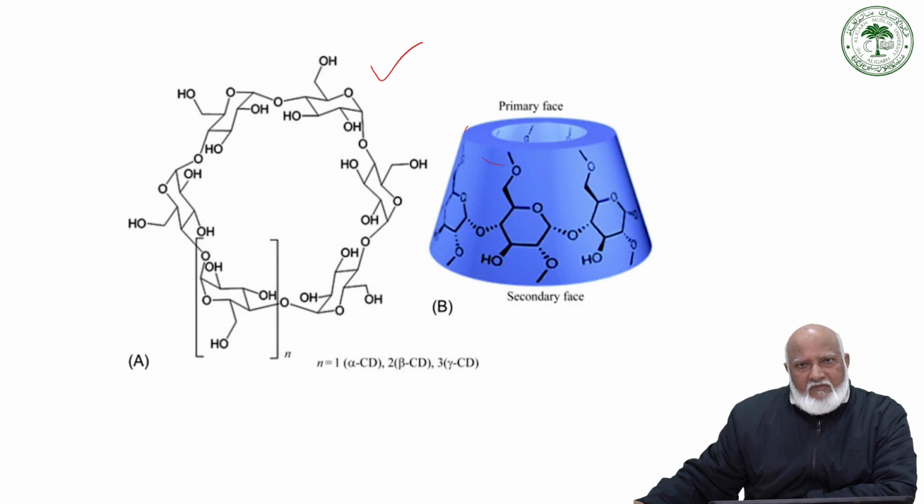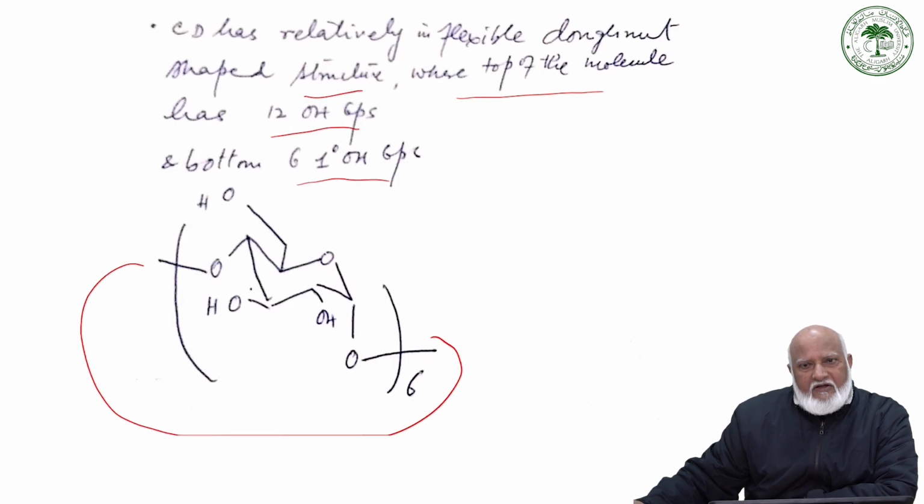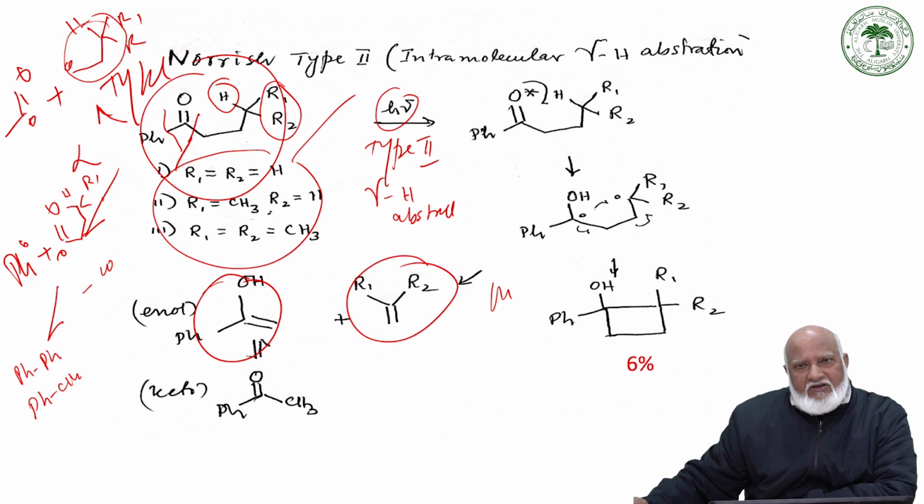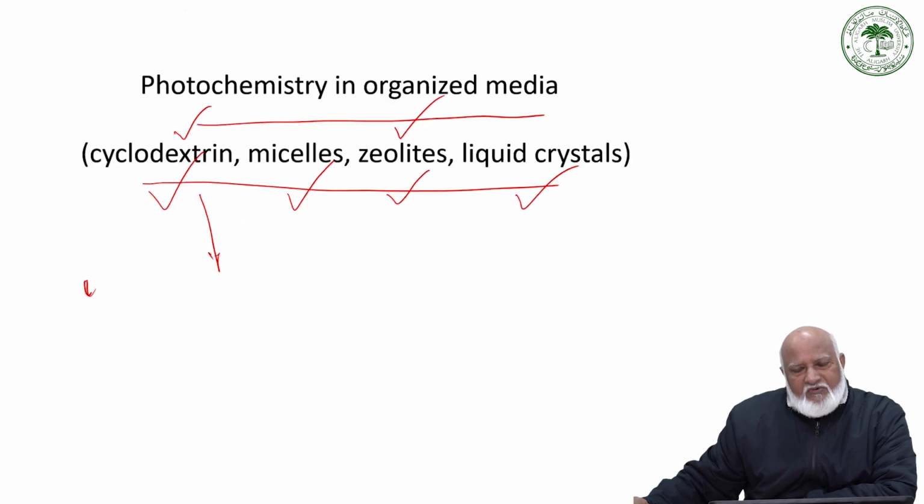So we get around 6 products in total, but the most wanted product, the cyclobutanol, is in very low concentration, and the idea is how we can increase the 4-member ring, the cyclobutanol, which is synthetically important. And this is one of the strategies used to study the photoreaction of this carbonyl compound in cyclodextrin.